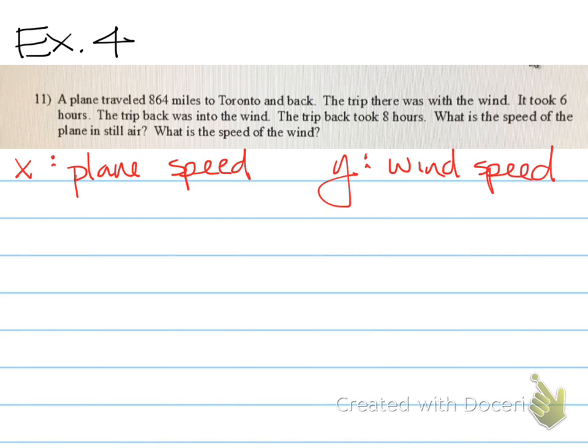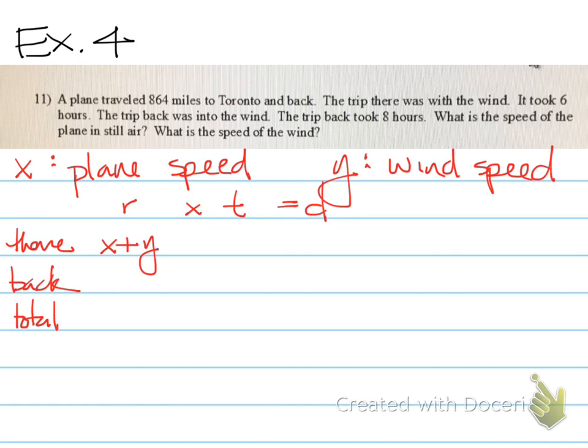So we're going to let X be the plane's speed and Y be the speed of the wind. And we have to use the distance formula, which is rate times time equals distance. The rate there is the plane speed plus the speed of the wind, since they're going with the wind. And that trip took 6 hours. On the way back, they're going against the wind. So it's the plane speed minus the wind, and that's going to take a longer time. Since you're going into the wind, it's going to take 8 hours.